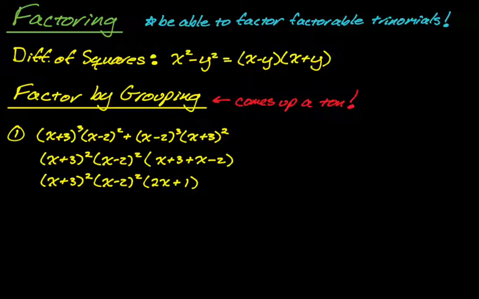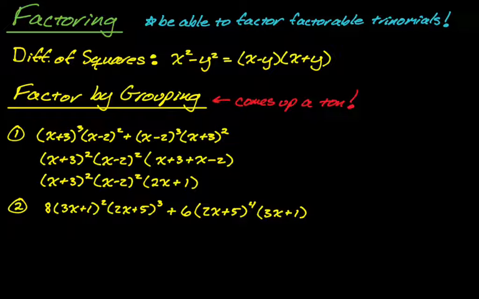All right, next up. 8 times the quantity (3x plus 1) squared times the quantity (2x plus 5) cubed plus 6, the quantity (2x plus 5) to the 4th, the quantity (3x plus 1) to the 1st. All right, so I look at this and I think I could take a 3x plus 1 out of both of those, and I can take a (2x plus 5) to the 3rd out of both of those. So I'm going to do that. Also, 8 and 6, I can take a 2 out of that, so I will do that as well. So I'm taking a 2, I'm taking a 3x plus 1, and I'm taking a (2x plus 5) cubed.